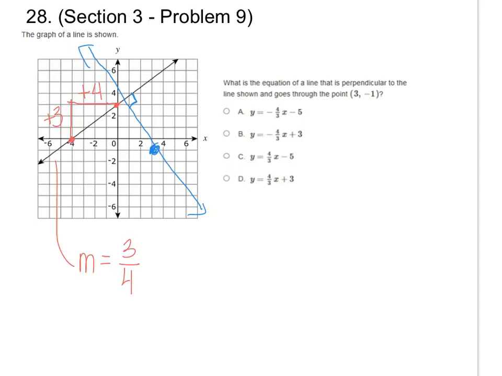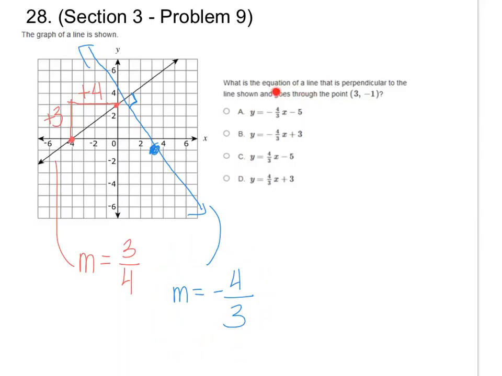So if I want a line that's perpendicular to that one, this blue line has to have a slope of negative 4/3. Because if you remember, for perpendicular lines the slopes have to be opposite signs. Since this one was positive, this one had to be negative, and they're the reciprocal of each other. Reciprocal, again, means you flip the numerator and the denominator. Since this was 3/4, this became 4/3. So the line I'm looking for has to have a slope of negative 4/3.